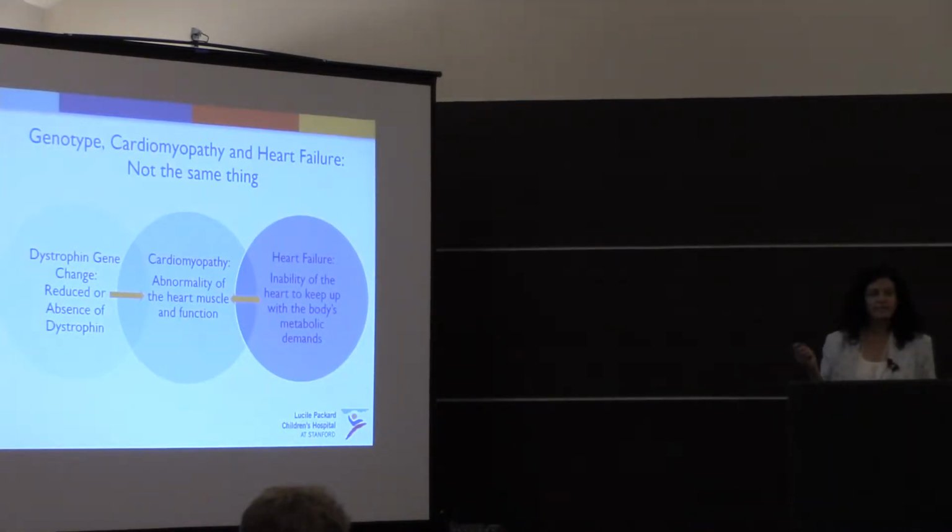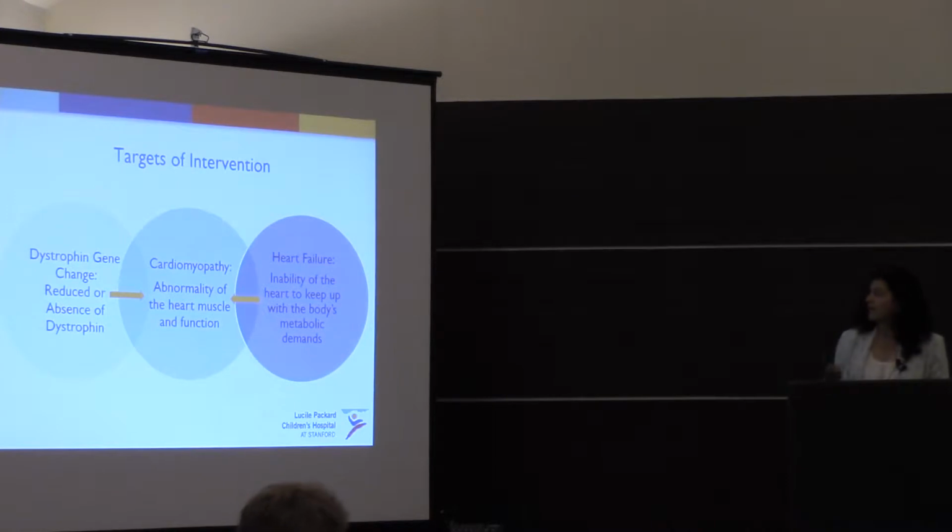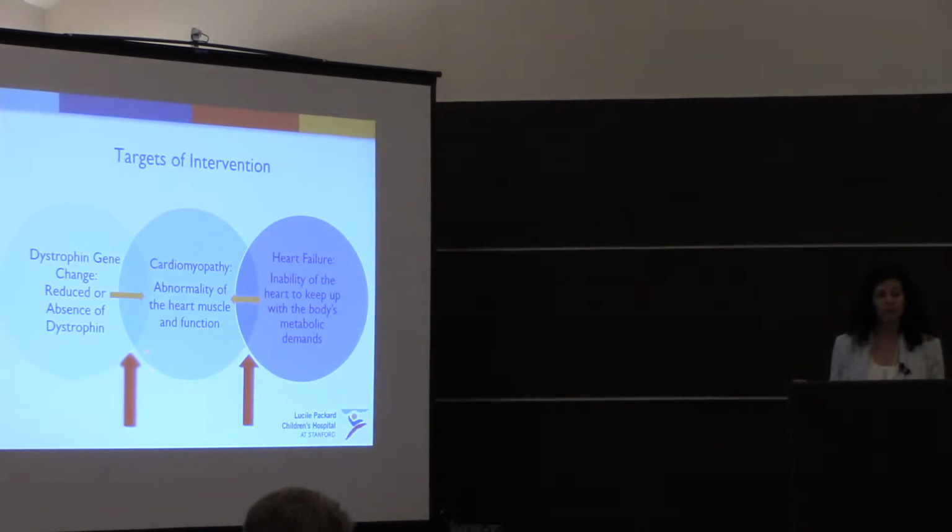But important to realize is that having a genetic abnormality, which we call genotype, having cardiomyopathy, which is an abnormality of the heart muscle and/or function, and having actual heart failure, which is a syndrome of the inability of the heart to keep up with the body's metabolic demands, are not synonymous, and I think that's important to hold on to. We do think of these stages as different targets of intervention, because of course our goal is to totally prevent. We don't want heart failure to happen. Many, many people live very well, healthy, feeling good, even though they have cardiomyopathy.